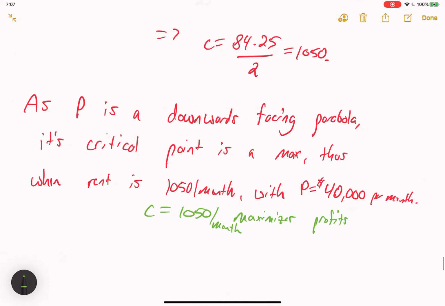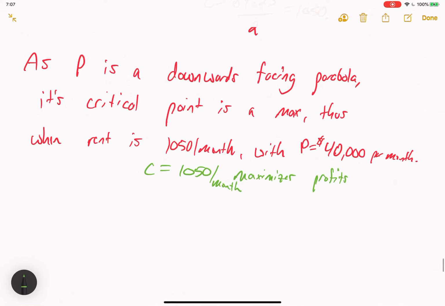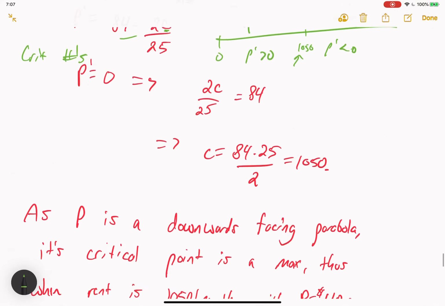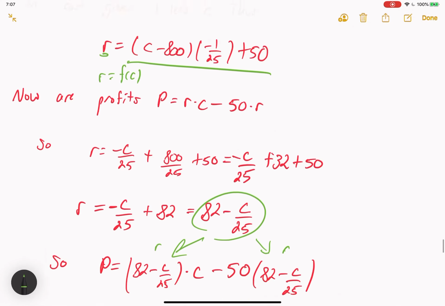And that's the cost. So basically what that tells us is that the profit's going to be maximized when we set rent at $1,050 a month, which also corresponds to like $40,000 a month. I just kind of did that for fun. These problems themselves aren't too bad.